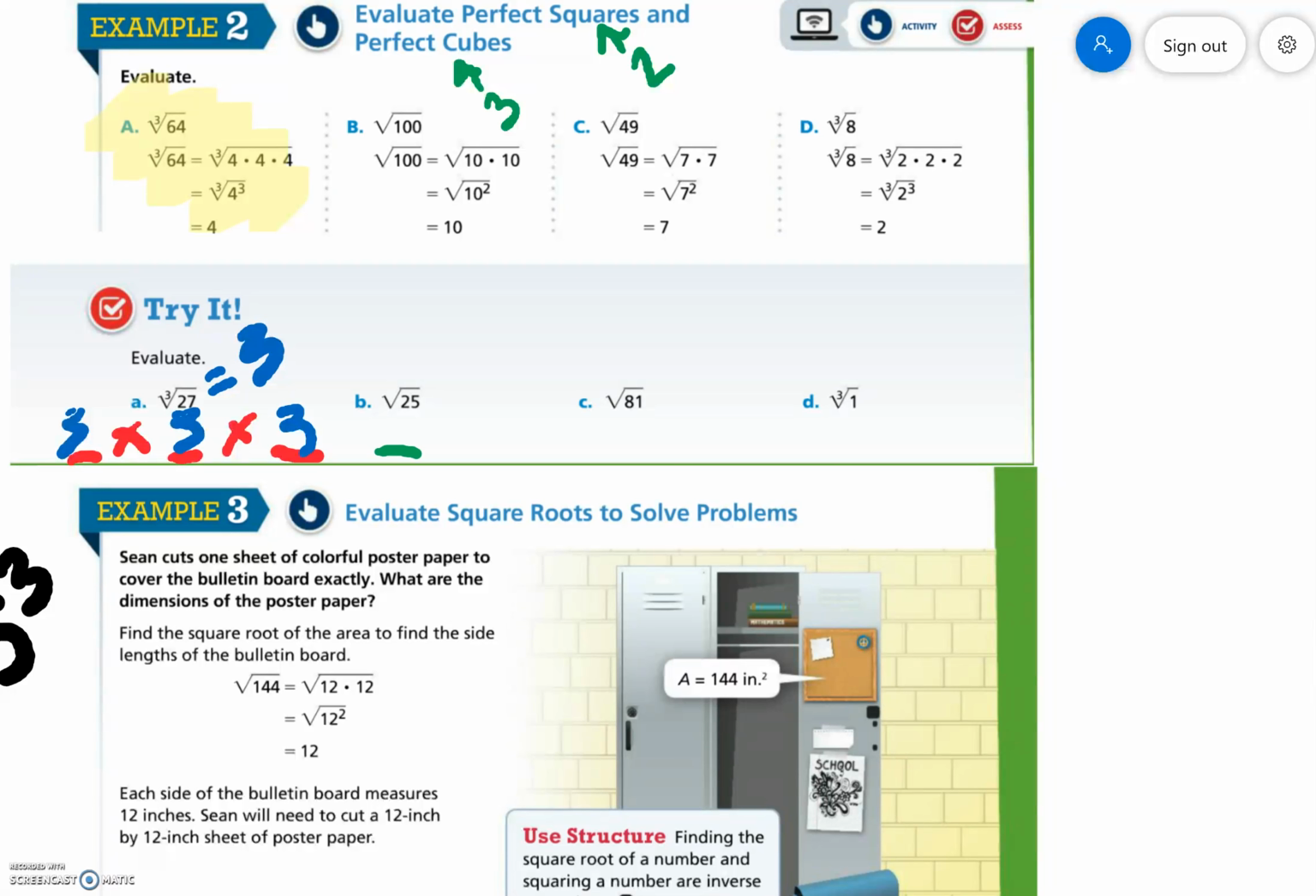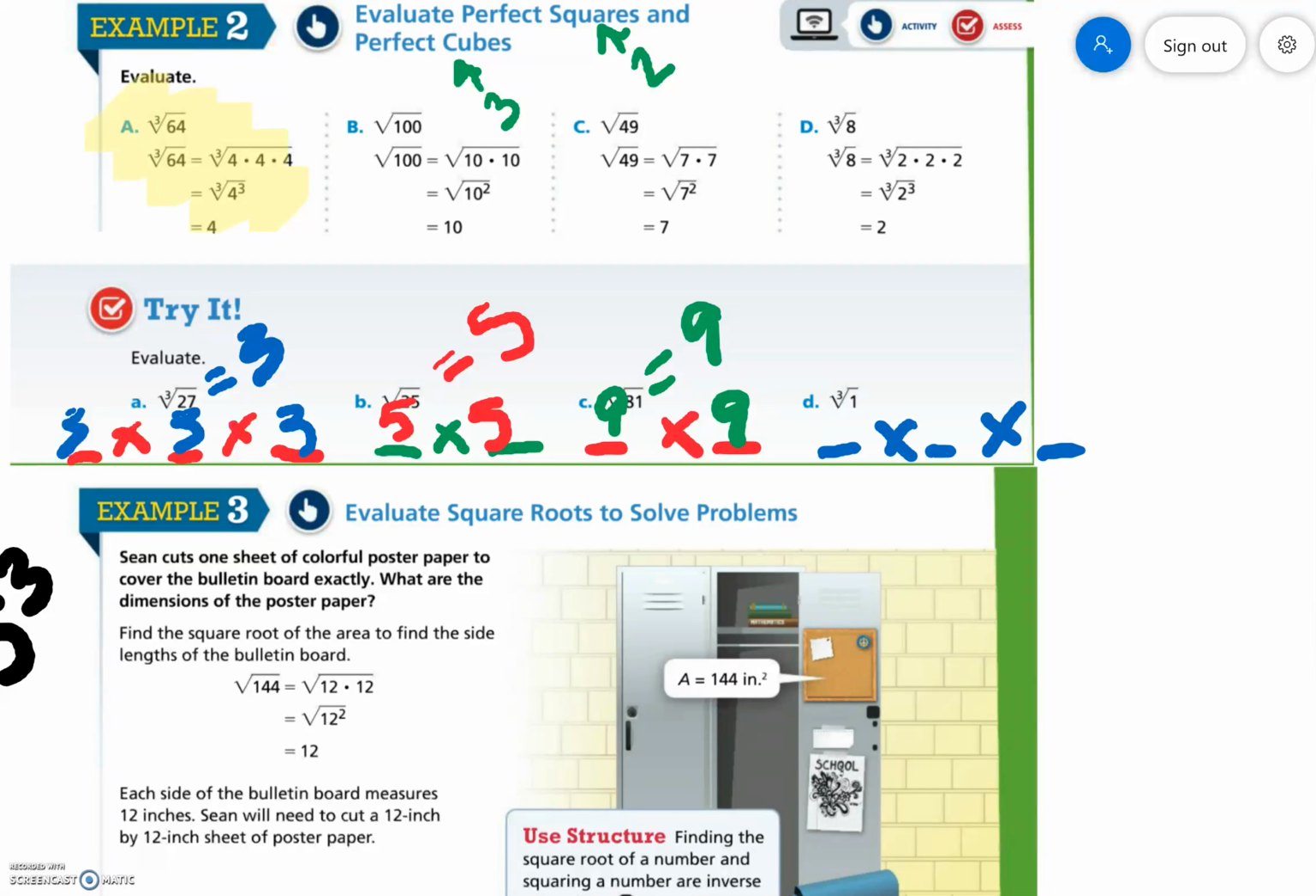Square root of 25. Square root means we're looking for two numbers. What times what equals 25? That is 5 times 5, which means the square root of 25 is 5. Square root of 81. So we're looking for two numbers. What times what equals 81? 9 times 9. So the square root of 81 is 9. Last but not least, what times what times what equals 1? Remember, they all have to be the same number. 1 times 1 times 1 equals 1. So that means the cube root of 1 is 1.